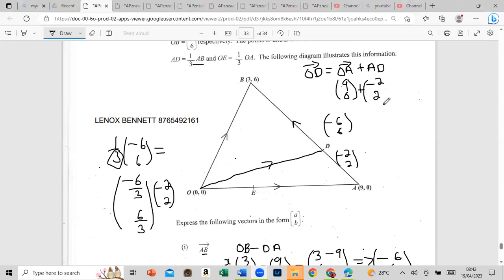And again, we work out the top. 9 minus 2 gives you 7, and 0 plus 2 works out to 2. So the vector OD is equal to (7, 2), and that would be our answer. Very nice question. Alright guys, so they asked us to find from B to E. So let's go back up to B to E.